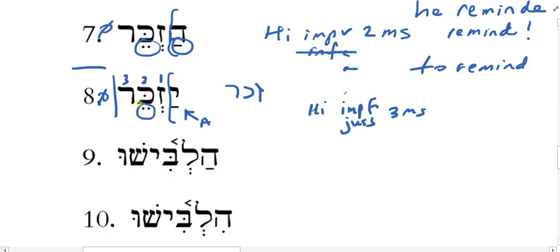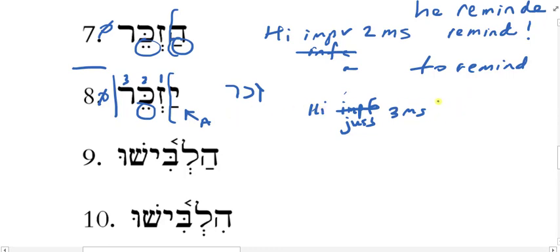I've got to look at the theme vowel and ask myself, is this characteristic of the Hifil imperfect or the Hifil jussive? So I've got tsere with no inflectional ending. What is that? That's the jussive. The imperfect would have what here under the kaf? A hireq yod. That's right. So this is a Hifil jussive 3MS.